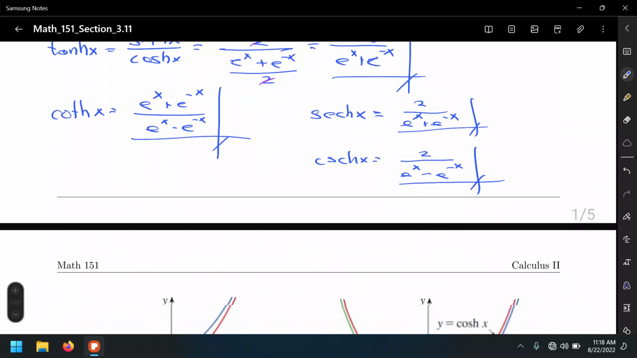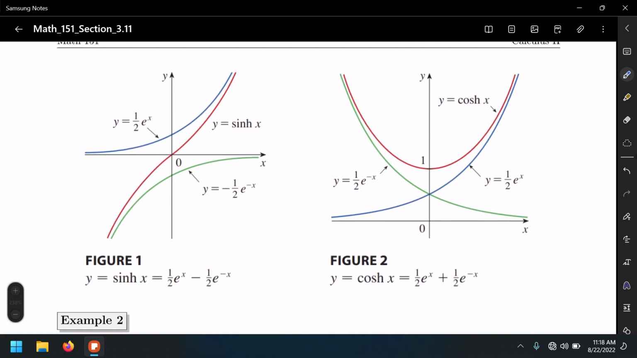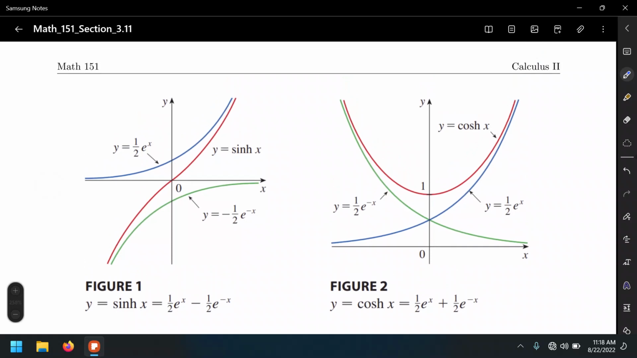All right, so let's move on to the next piece of information. Again, like mentioned before, these functions sinh and cosh are combinations of e to the x and e to the negative x. For example, I'm going to take the sinh function, which is e to the x minus e to the negative x over 2. This can be rewritten the following way: 1/2 e to the x minus 1/2 e to the negative x, which is a combination of the two functions together.